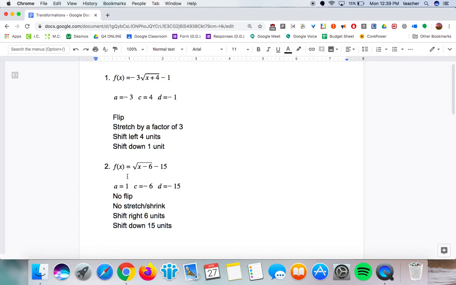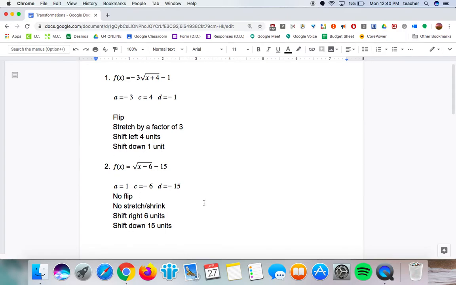Same thing down here, our A value is that invisible 1, so we have no flip, we have no stretch or shrink. We have a -6, so we're going to the right, and we have a -15, so we're going down. So you guys have been doing this the last few days. We're going to continue to do that, but we're also going to add in another layer. So we can really easily, in words, explain what's going on here.